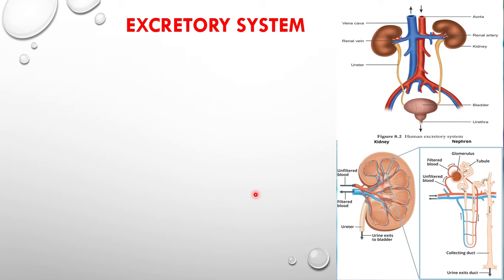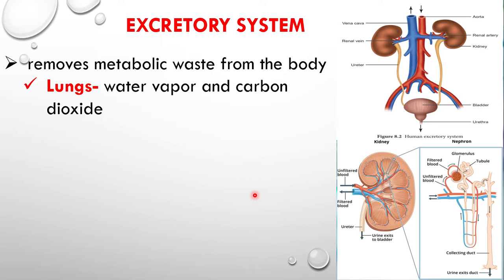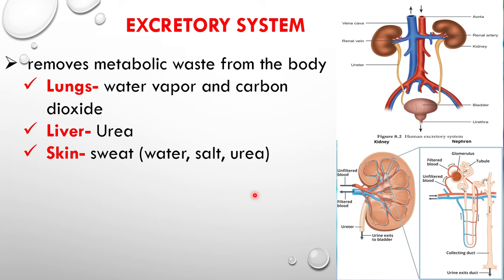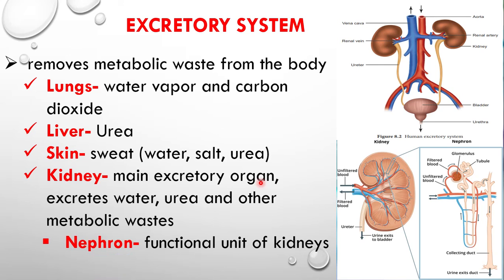Next system is the excretory system. Okay, so yung main function na excretory system is to remove metabolic waste from the body. Okay, so it includes the lungs, no? Kaya si lungs ga-remove man siya of water vapor at saka yung carbon dioxide during respiration. So si liver pod ga-remove siya og kini ang waste sa atong body gikan sa atong gipang-inom, no? In which later on ma-form into a urea. Si skin is also part of the excretory system, which removes sweat, no? Sweat kinang singot nato. Okay, it's a metabolic waste man. Si kidney, which is the main excretory organ, excretes water, urea, and other metabolic waste.